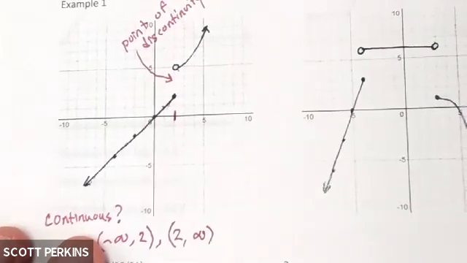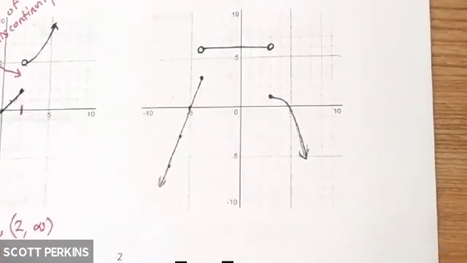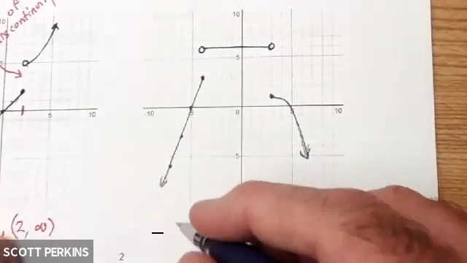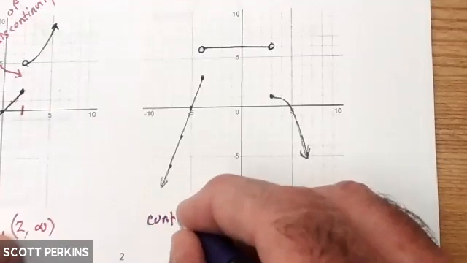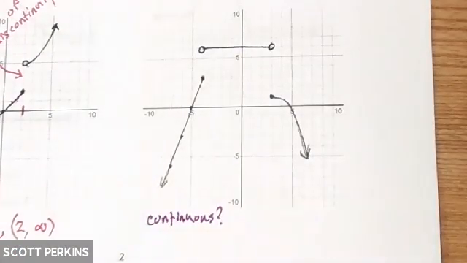I'd like you to do the same thing for example 2. I would just like you to note the intervals on which that function is continuous, please. Exactly. You're right. There's going to be 3 intervals this time.